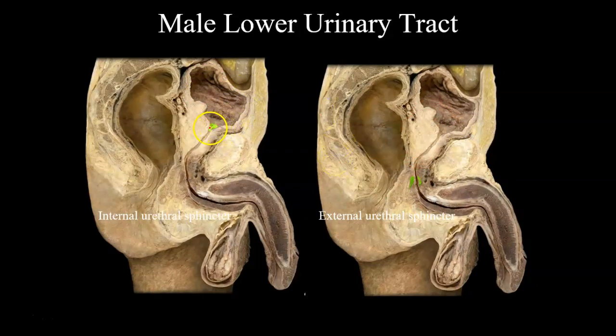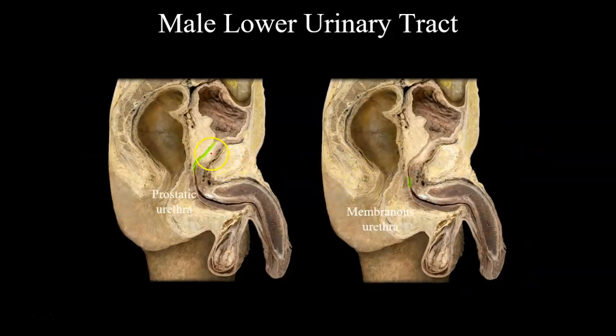So the opening right from the urinary bladder is the orifice. The actual muscular component, that's the internal urethral sphincter. Then way down here, on this slide we see, that's the external urethral sphincter. That is the external urethral sphincter.